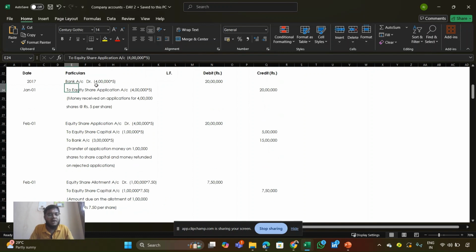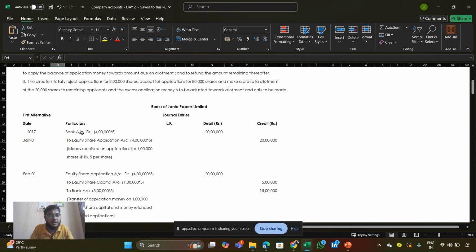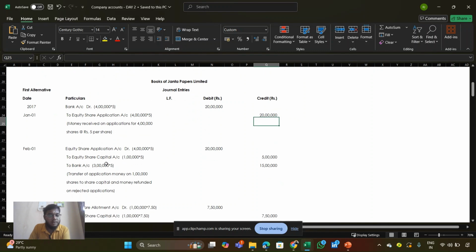Then bank account debit: 4 lakh into 5. 4 lakh means we received applications for 4 lakh shares. The application amount is 5 rupees per share. So 4 lakh into 5, 20 lakhs. To equity share application: 4 lakh into 5, 20 lakhs. Next, we received applications for 4 lakh shares, 20 lakhs.